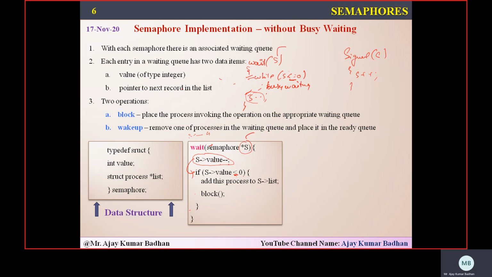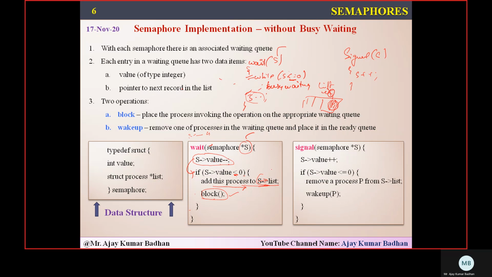If the value is less than 0, that indicates that no resource is available. I am simply adding that particular process into a list. That is nothing but your waiting queue. I am adding that particular process into the waiting queue. And after that, I am blocking that particular process. That particular process will enter into a waiting queue and it will block itself. This is what we are doing. So why we are using this one, I think you might have understood. This is the list we are using. To place that particular process in the list, we are using this pointer as list.